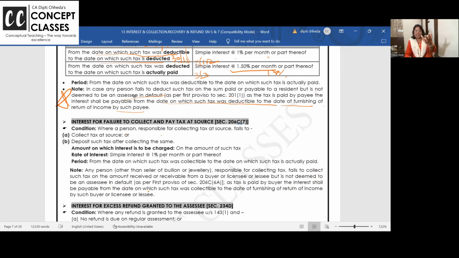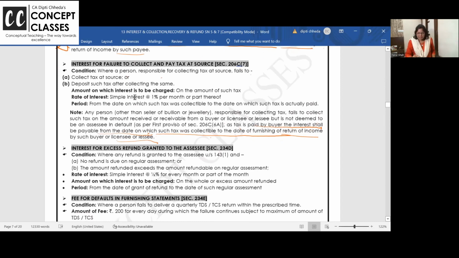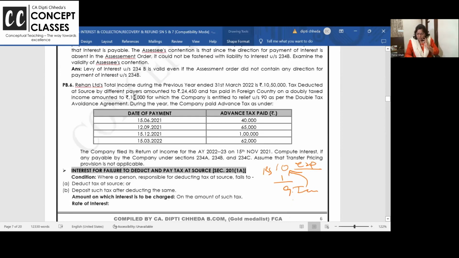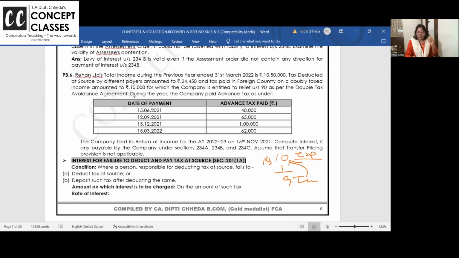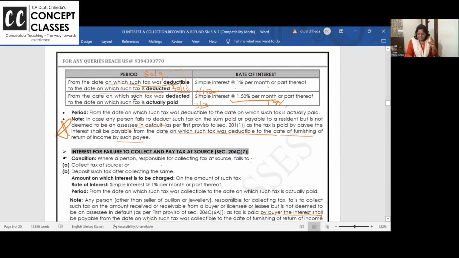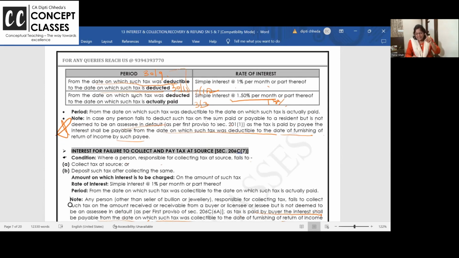Same. If I had to deduct, I am the seller. I have sold to you. I had to collect the tax and pay to government. If I miss and you have taken it in your income and you have paid the tax, okay? He's not said to be in default if the tax is already paid by the buyer. Still, interest shall be payable from the date on which tax was collected till the due date of furnishing the income. Clear? Now, these two are separate interests: 201(1)(a), that is default in TDS, and 206C(7) for default in TCS.